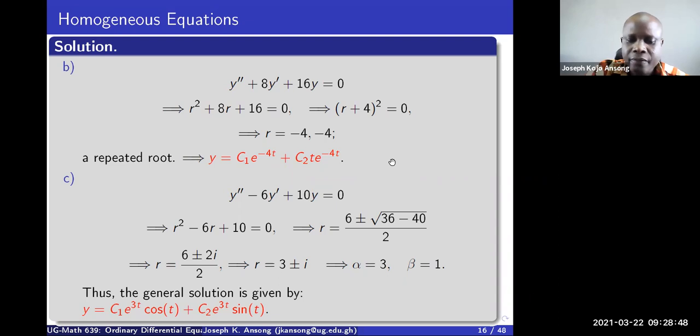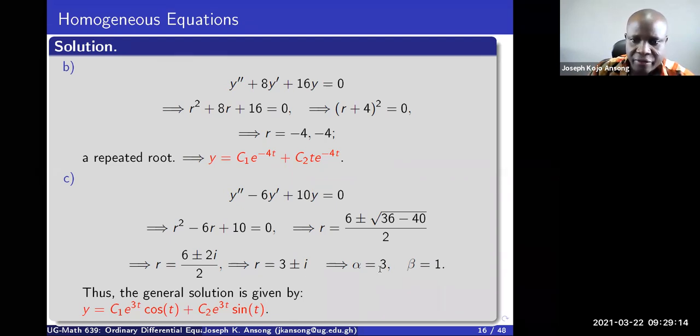Okay, good. And finally, we have this equation here, all right? Once again, form the characteristic equation, which is given by this. If you solve this, you realize that the roots are complex. The roots are 3 plus i and 3 minus i, okay? So our real part alpha is 3 and the imaginary part beta here is 1, right?